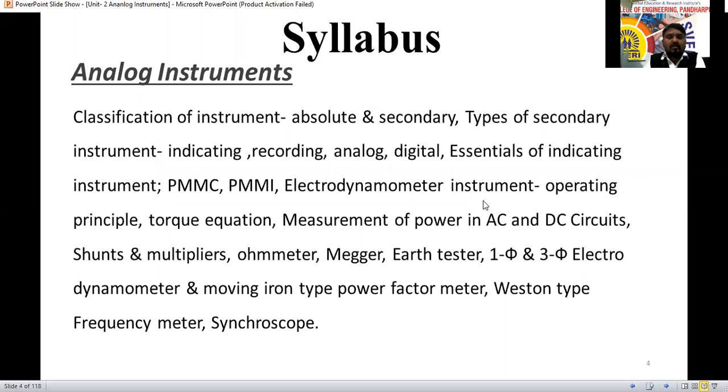This is the syllabus of the second unit. Screen is visible. Which slide is visible? Can you tell anyone? Syllabus. Okay, just a minute. Power madam.